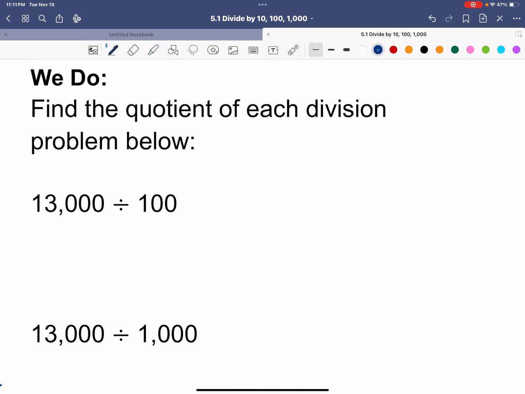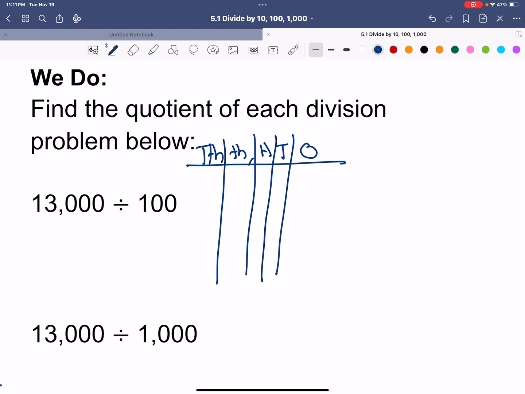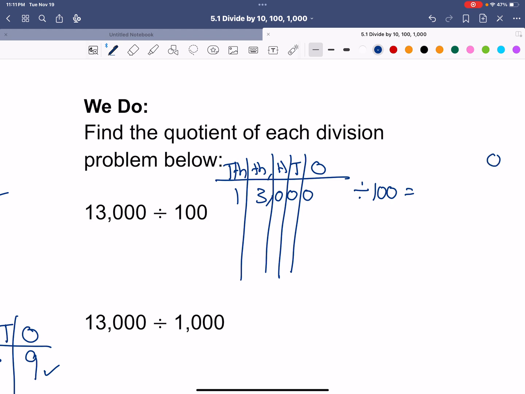We'll do this again. The first step is place value chart. I got OTH, TH, TTH. So let's go ahead and do that. OTH, TH, TTH. So that is 13,000. Let me go ahead and write that. 13,000 divided by 100 equals, not sure yet. Let's go ahead and write that place value chart. OTH, comma, TH, and then TTH.